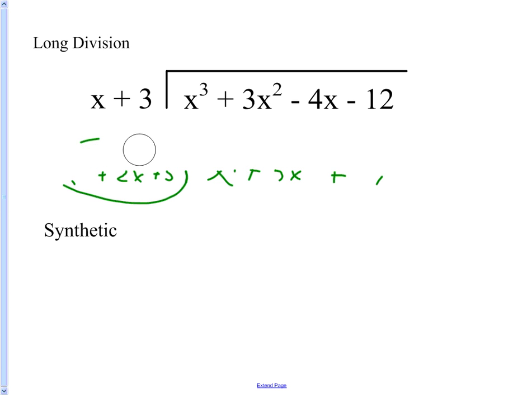So I'd like you to try this one. It's a simpler one with long division. See if you can handle it all by yourself. I'll get you started in a minute in case you're having trouble.